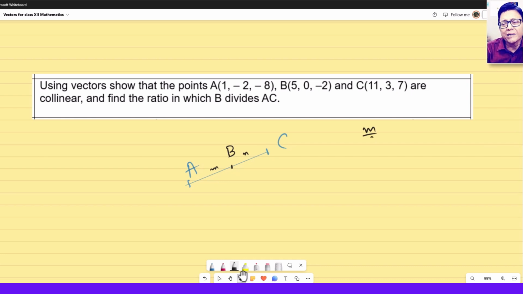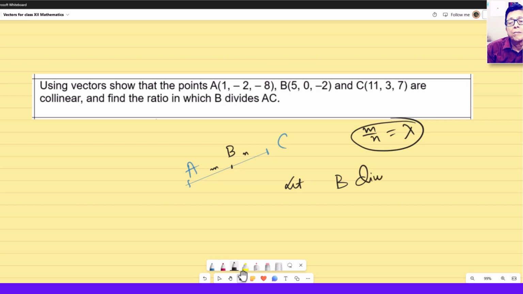If we replace m by n with lambda, then one can assume that the ratio will be lambda is to 1. Now, what do you get there? Position vector of B you can write, position vector of A you can write, C also you can write. So you assume it this way: let B divide AC in the ratio lambda is to 1, or m is to n. Same thing, you take lambda is to 1, no problem.